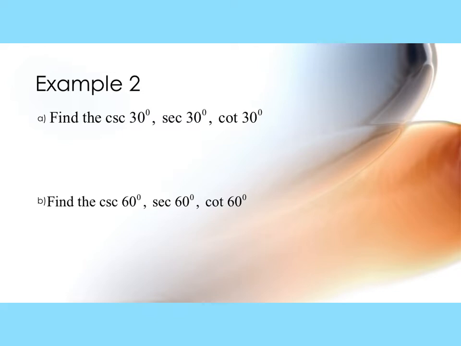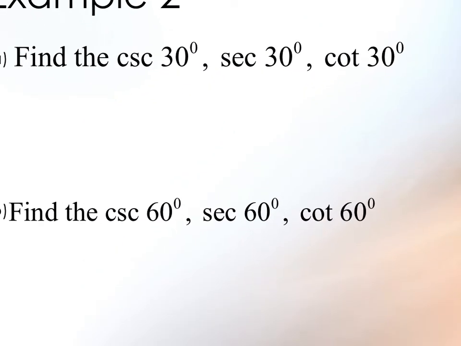All right, so given that, find the cosecant, secant, and cotangent. Since we're in the right triangle trig unit, I'm going to show you how to set this up with the right triangle. But again, moving forward, you can choose what you want to do. So if I've got a 30, 60, 90 triangle, opposite the 30 goes what? 1, yes. Opposite the 60? Root 3. Opposite the 90? 2.